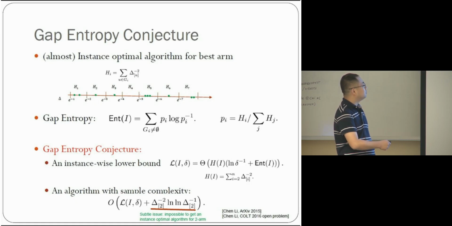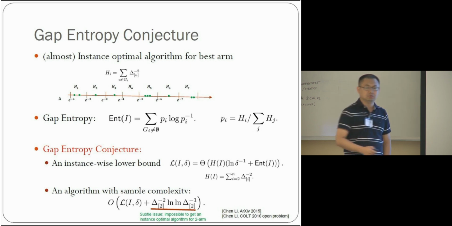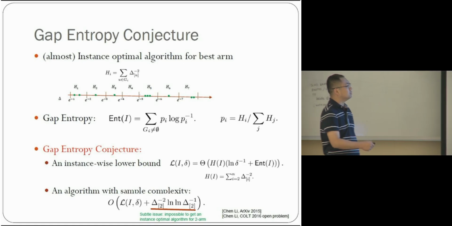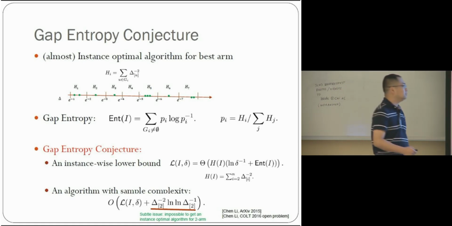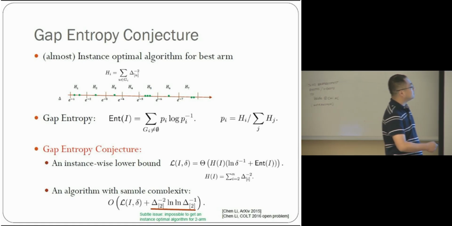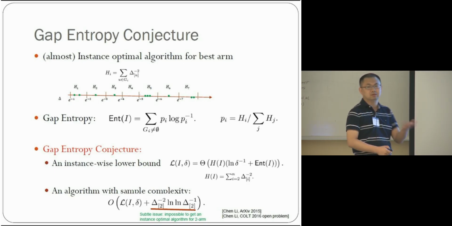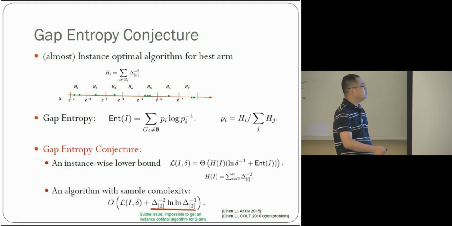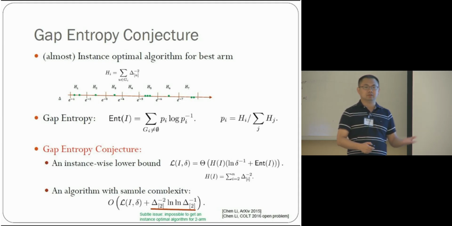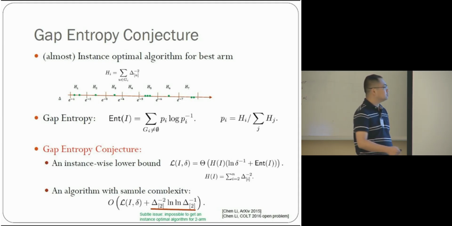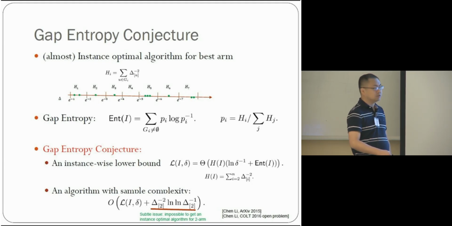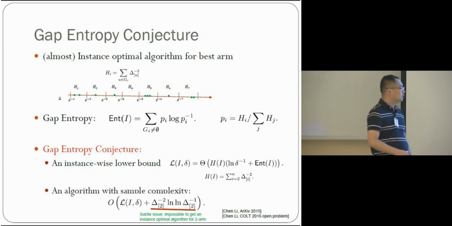The complexity of bucket i is just the summation of delta^-2 over all the arms in this bucket. We term this the complexity term of the i-th bucket. Then we normalize this complexity term so that it defines a distribution. And now we look at the entropy of this distribution. We conjecture that the instance-wise lower bound of this problem is actually this quantity.